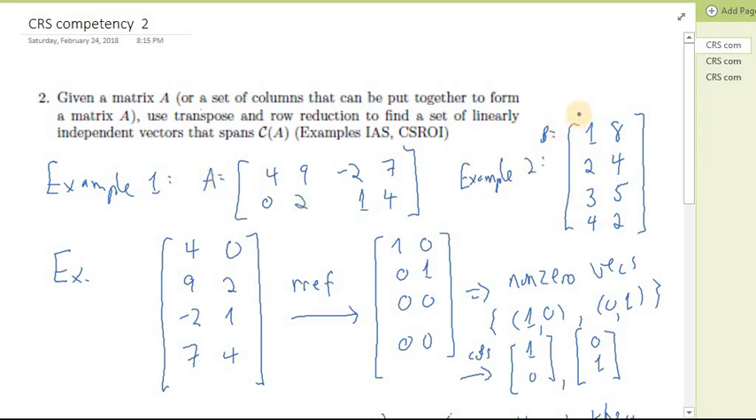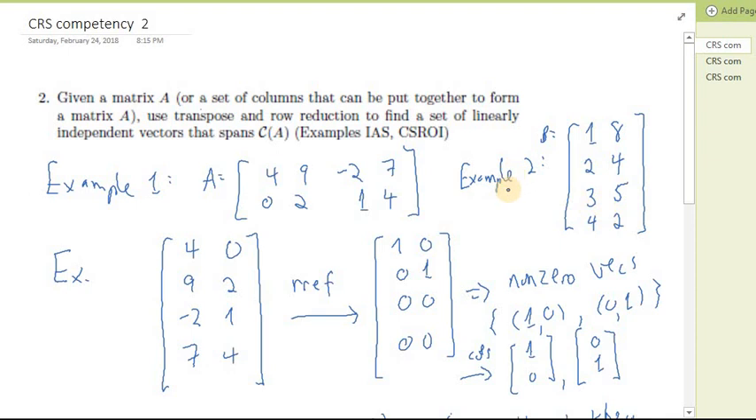Similarly with this one, if I wanted to get the vectors that span the row space, I would row reduce this one, take the transpose. Now if you notice, if you row reduce this one, you're going to get 1, 0, 0, 1, 0, 0, 0, 0. If I take the transpose of that and take the non-zero columns, I'm going to get the columns 1, 0, and 0, 1, and those span the row space.